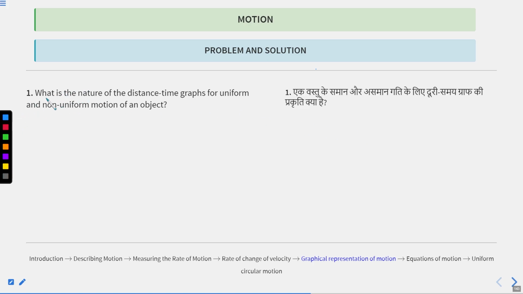Question number one is, what is the nature of the distance time plot for uniform and non-uniform motion of an object? You have to tell about the nature of the distance time graph. Nature means whether it's a straight line or not, for uniform and non-uniform motion. And what is the answer of this question?